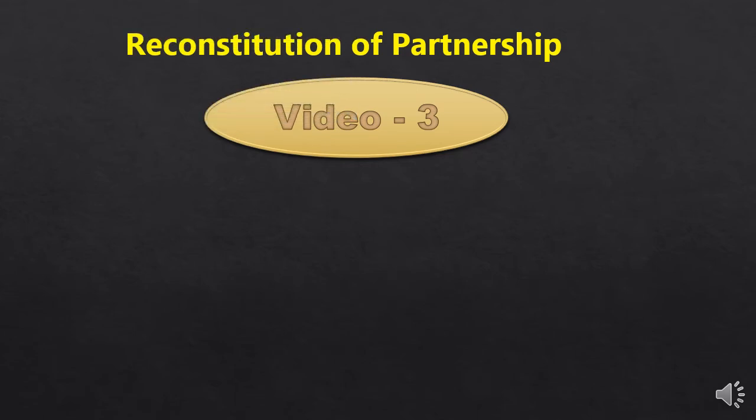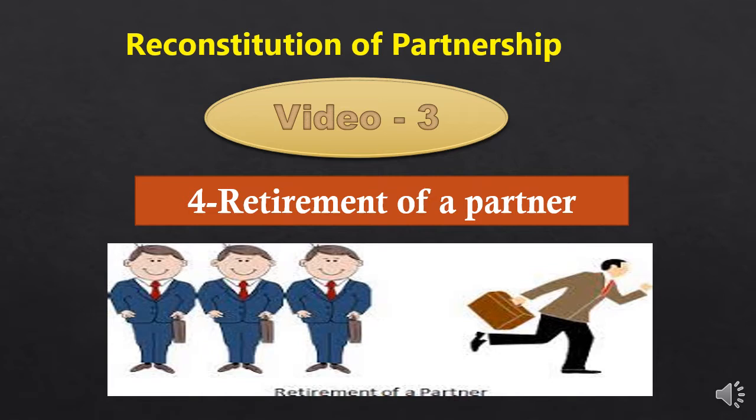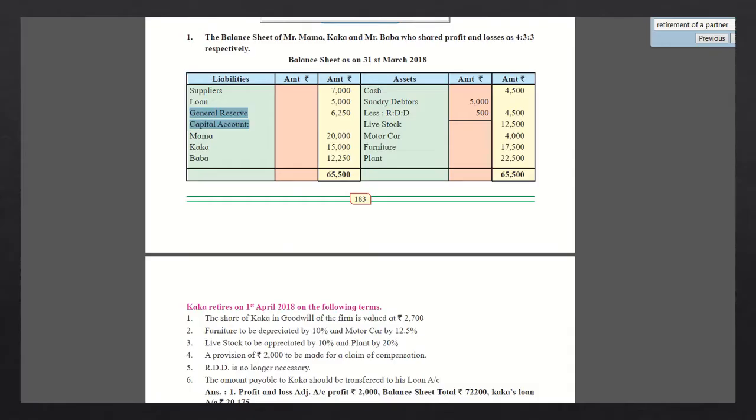Under which we are learning Reconstitution of Partnership, Chapter number 4, Retirement of a Partner. Retirement of a partner is a situation where one partner leaves the organization. So, students, we are going to learn the practical problem number 1 from your 4th chapter, that is retirement of a partner.